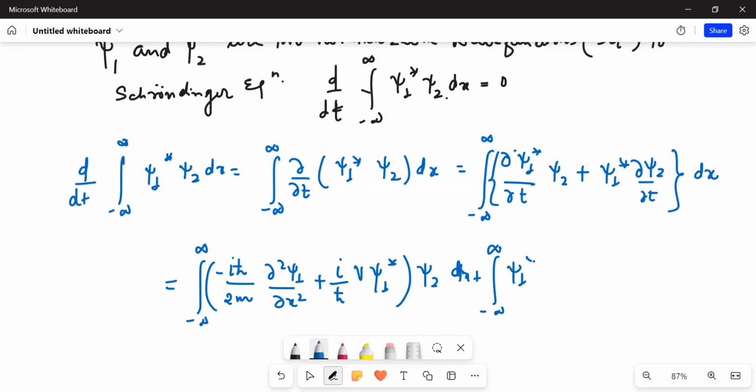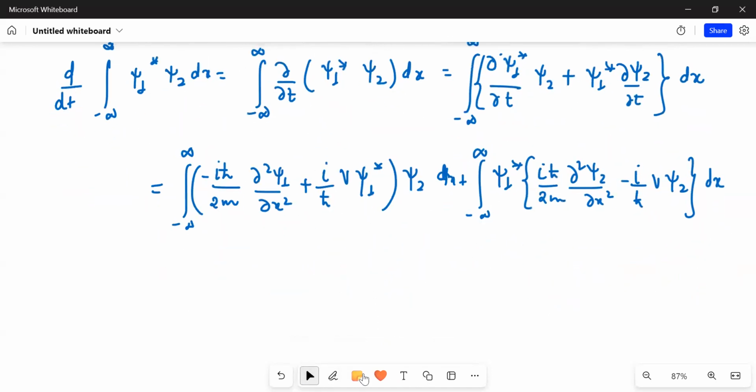This is psi 1 star, and then you have this iota h cut upon twice m del square psi 2 upon del x square, minus iota upon h cut V psi 2 dx. I hope it is clear till now. And if I try to see this psi 1 star and this is psi 2, this is iota h cut upon V, this is minus iota h cut upon V. If I add them up, clearly this particular thing would get cancelled, and I'll be left with only these two terms.